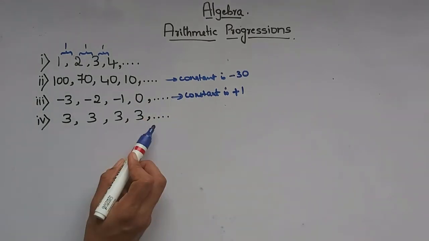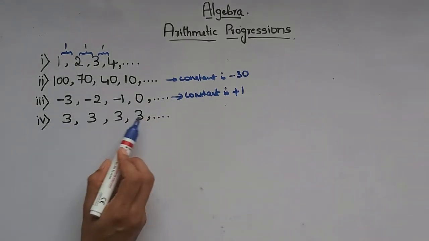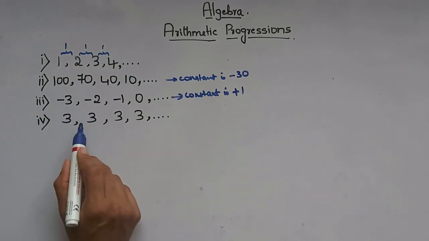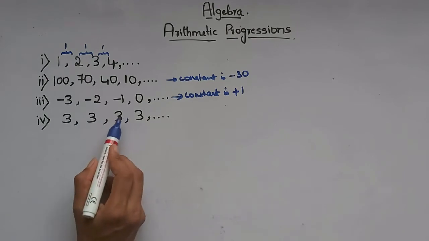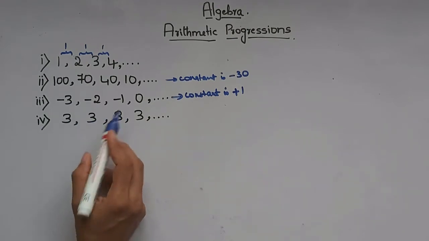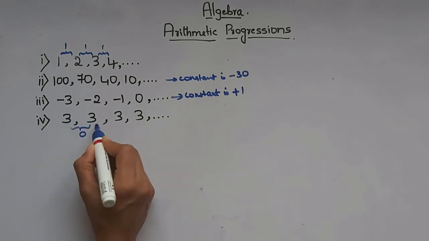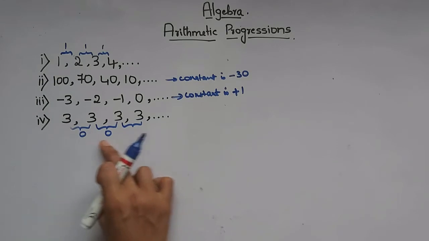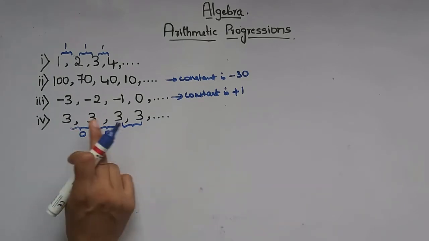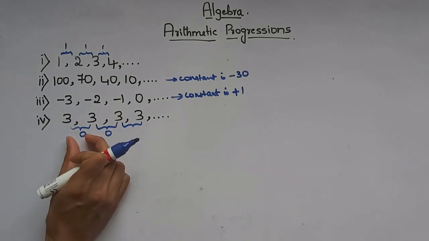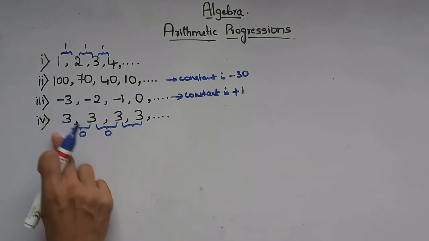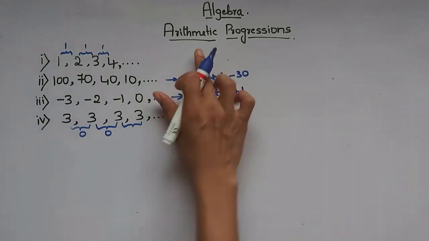So now if you see the fourth set of numbers, we have 3, 3, 3, 3 and so on, right? So the third term minus the second term, 3 minus 3, will give you 0. So the constant here is 0, right? So these lists of numbers in which each term is obtained by adding a fixed number to its preceding number except for the first term are called arithmetic progression.